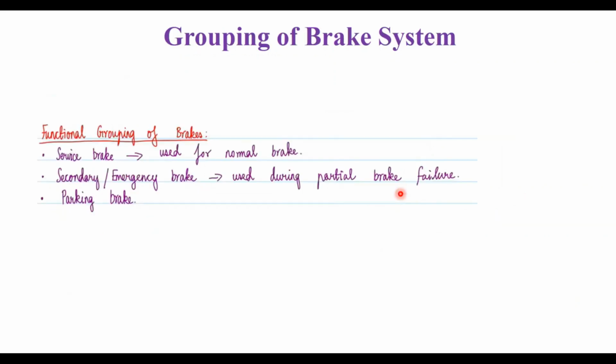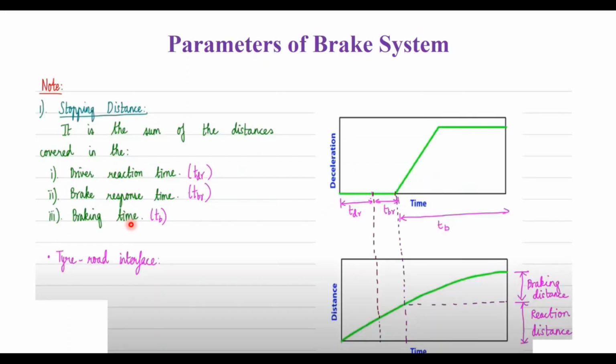So we have seen what are the different groups of the brake system. Service brake, which is used for normal braking application, and secondary or the emergency brake, which is used during partial brake failure, and the third one is nothing but a parking brake. Now we'll see the different parameters of the brake system.